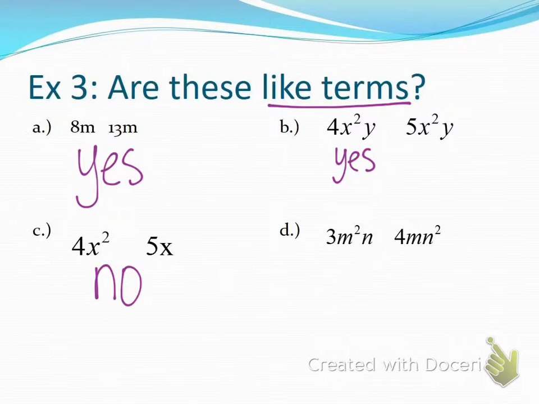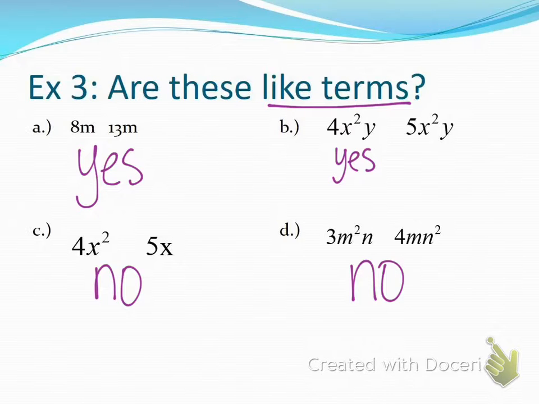What do we think about letter D? No. Why not? Because that's the same letters, but it's not in the right order. Good. So we've got m squared on the first one, but m is not squared on the second one. And then it flip-flops for the n. Okay, so even though they've got all the right pieces there, they're not put in the right place, which means no, they are not like terms.